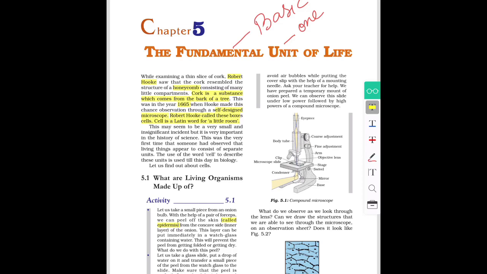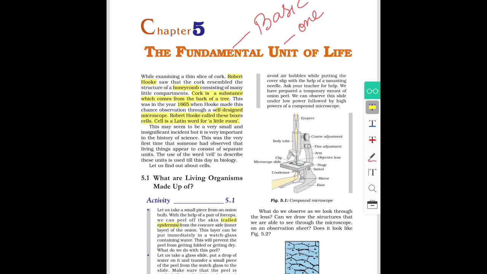and we are able to see them and study them carefully. Now what care must be taken while preparing this slide? Take care to avoid air bubbles while putting the cover slip with the help of a mounting needle. Ask your teacher for help. We have prepared a temporary mount of an onion peel. We can observe this slide under a low power followed by a high power of a compound microscope.